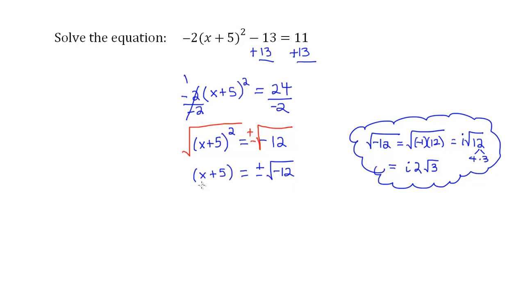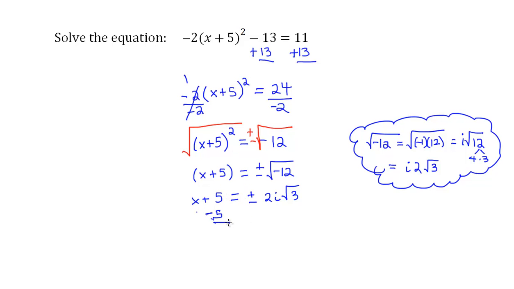So let's take a look. We have x plus 5 in a quantity. We really don't need those parentheses, right? So we just have x plus 5 on the left side equals plus or minus, and then we have 2i times the square root of 3 on the right side. We're not quite done. We're almost there. We're solving this quadratic equation for x, so we need to isolate x. The last step will be to get rid of the 5, so we're going to subtract 5.